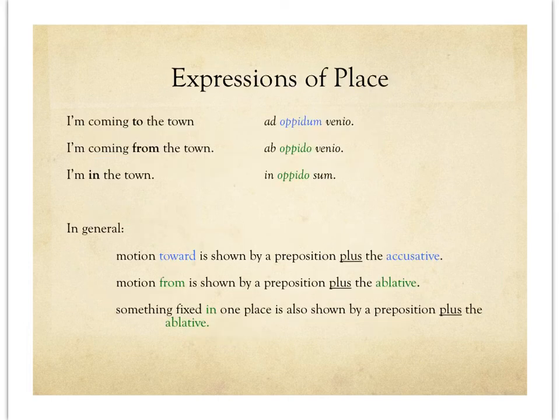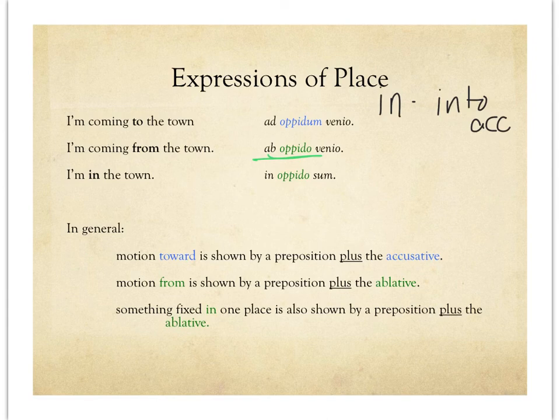In addition to using the ablative and accusative to express time, we use them in very similar ways to express place. We know that prepositions like ad or in, when it means into, take the accusative, and the accusative in those cases shows motion toward something. So I'm coming to the town, ad oppidum venio, right? I'm coming right up to it, so you're moving toward the town. But if you're moving away from something, you use the ablative. So for example here, I'm coming from the town, ab oppido venio, because ab takes the ablative.